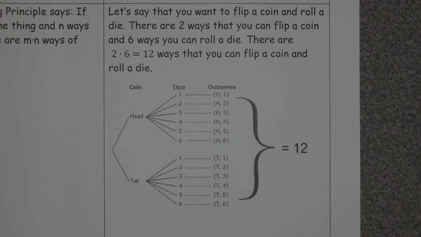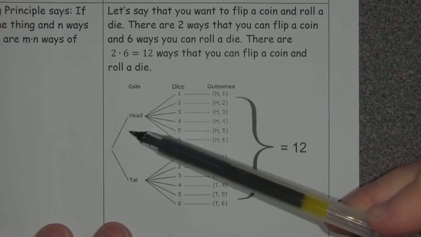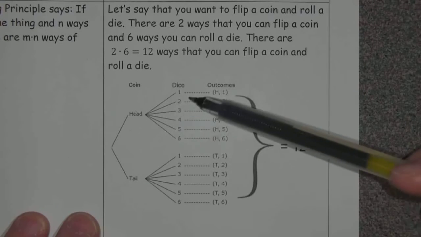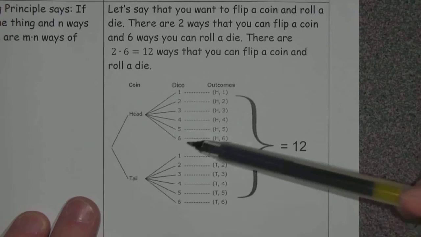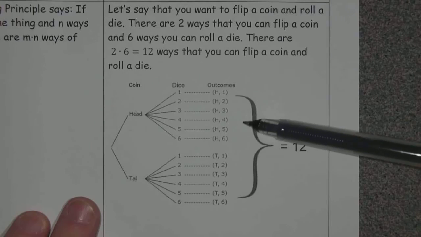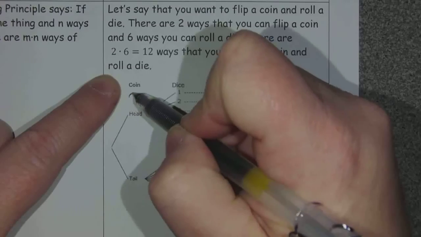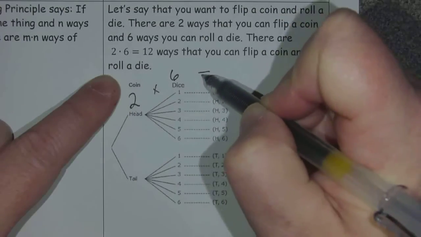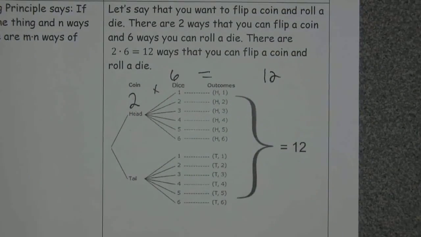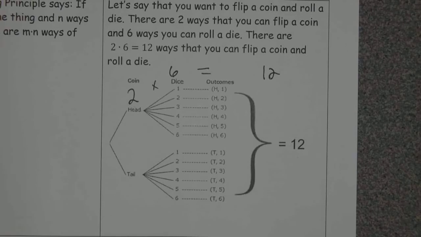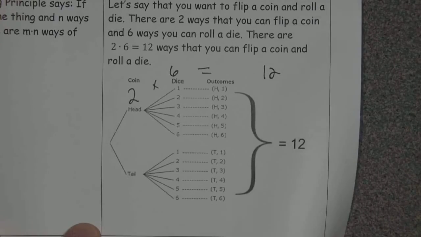Let's say that you want to flip a coin and roll a die. There are 2 ways that you can flip a coin. You could get heads or tails. And then there are 6 ways that you can roll a die. So that head had 6 different choices to get to. The tails had 6 different choices to get there. So there are a total number of 12 possible outcomes. Again, that was from the 2 here times the 6 here, which gave me the 12 there. That's how that fundamental counting principle works. So instead of having to draw this tree diagram every single time, you can just use that fundamental counting principle and multiply things together.